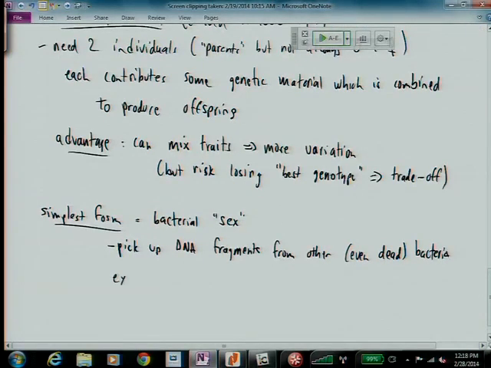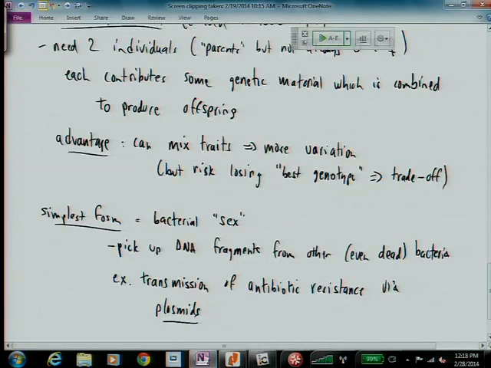And so, for example, transmission of antibiotic resistance via plasmids. These are small chromosomes. So if you remember from Bio 111, there was pGLO. There was that plasmid. If you put it in bacteria, it had new features, including antibiotic resistance. Turns out pGLO was derived by human modification from something that naturally evolved.